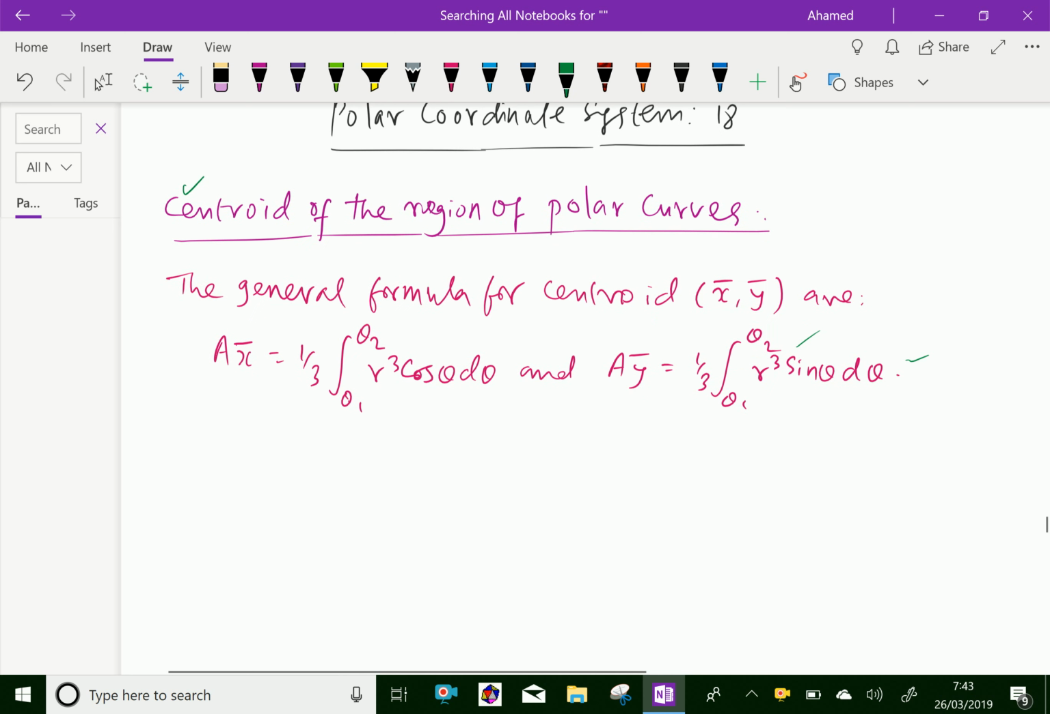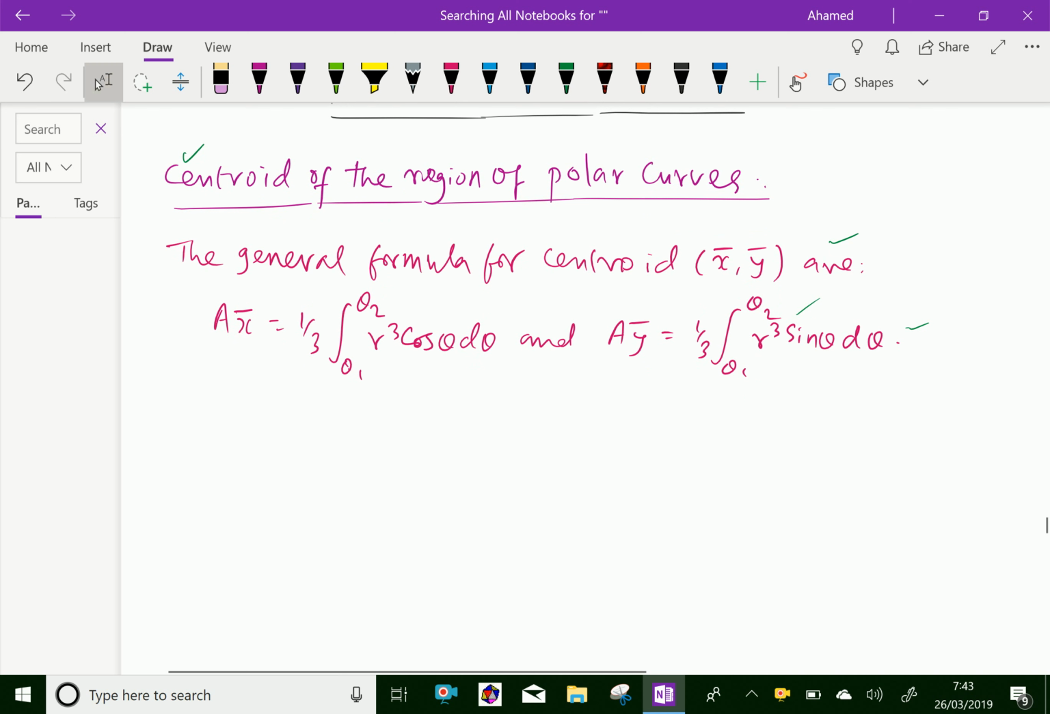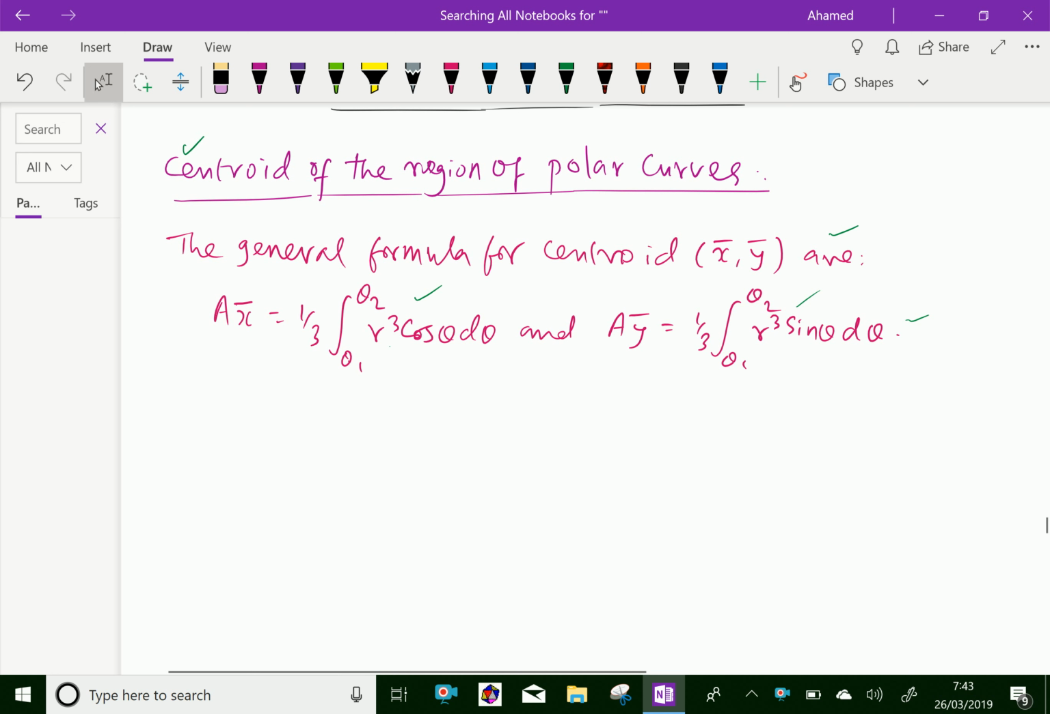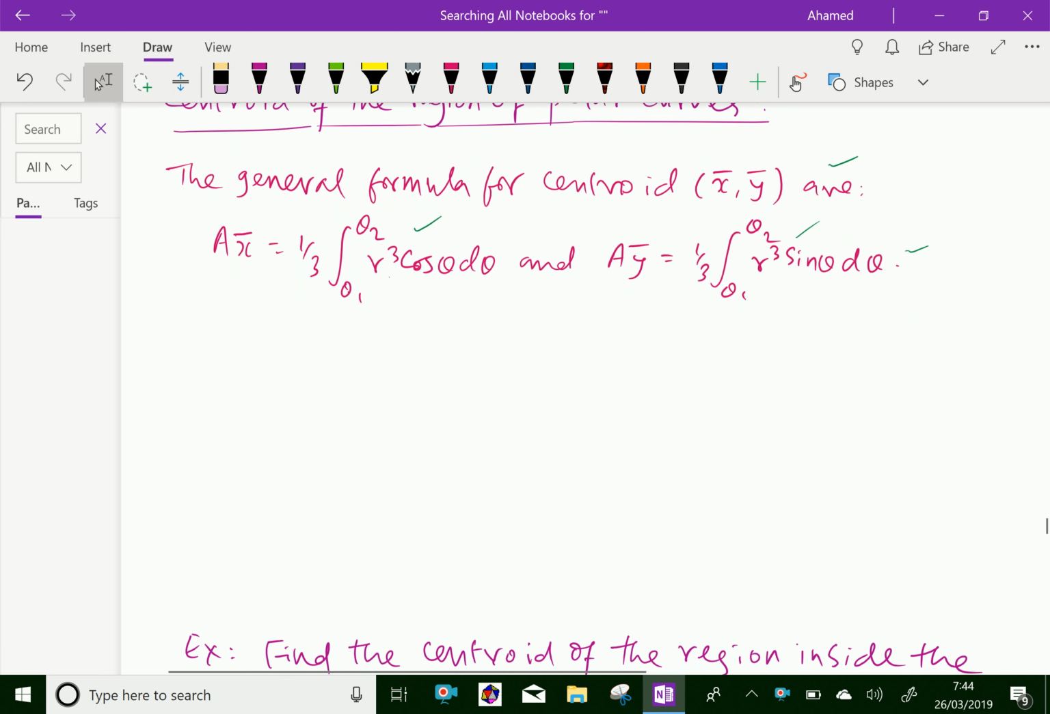Here, the general formula for the centroid, that is x bar, y bar: A x bar equals 1/3 of the integral from theta 1 to theta 2 of r cube cos theta d theta, and A y bar equals 1/3 of the integral from theta 1 to theta 2 of r cube sin theta d theta. From this formula, we can find the centroid of the figure. Here, x bar and y bar are the coordinates of the centroid of that figure. Now, we know that first, the area.